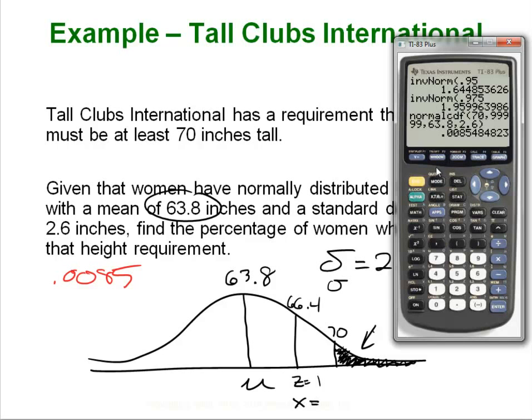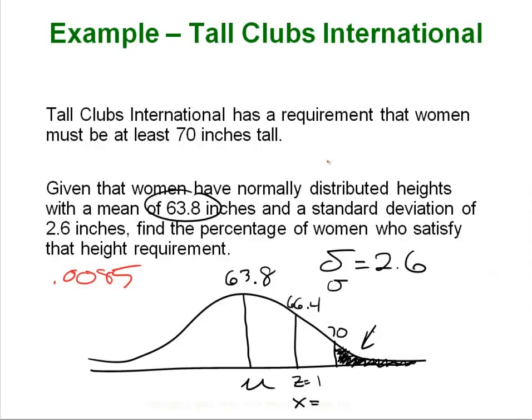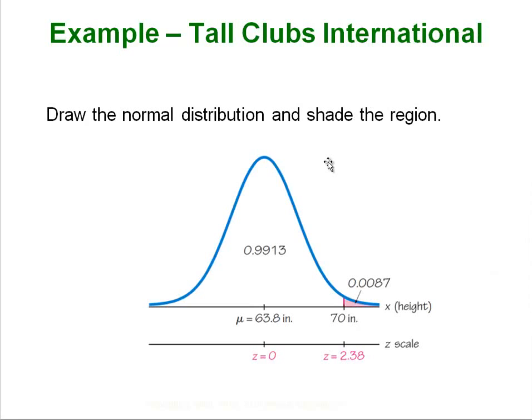If we wanted to find the height that put us at a certain point, that's where we would do the inverse normal. But in this case, we're given a cutoff, an x value of 70, and trying to find the corresponding probability. So that's where we do the normal CDF. Okay? That's how technology will do it. This is how they want you to do it.